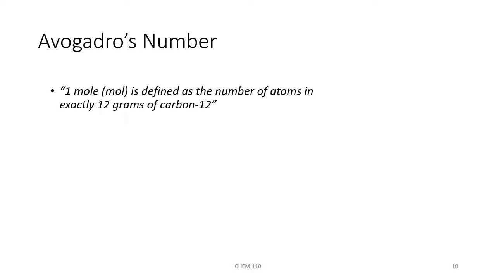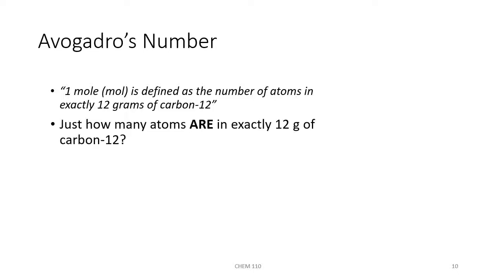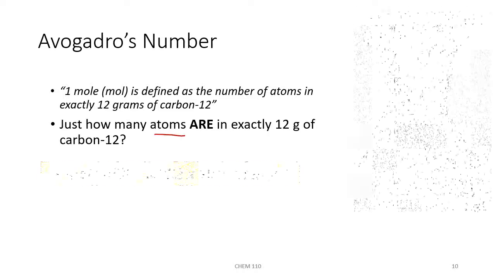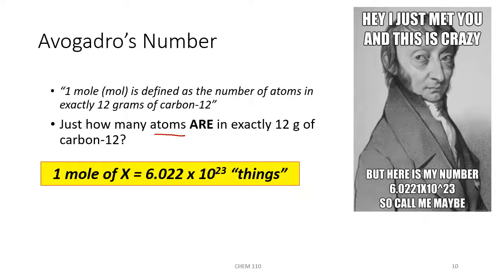Next, we're going to talk about something called Avogadro's number. We said that the mole was defined as the number of atoms in exactly 12 grams of carbon-12, but we haven't said how many atoms really are present in those 12 grams. We can imagine that atoms are very, very small, so there's going to be a whole lot of them if we have 12 grams of carbon-12. There is exactly 6.022 times 10 to the 23rd atoms in 1 mole of carbon.